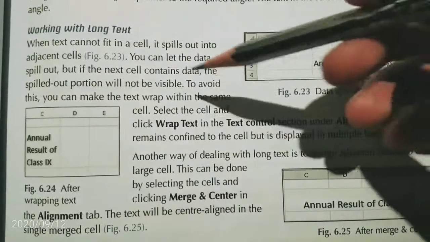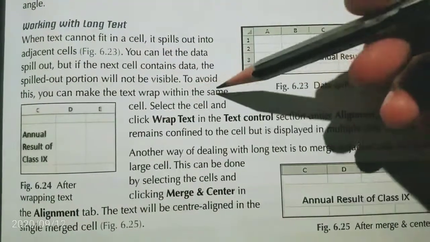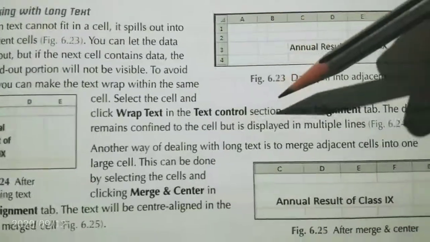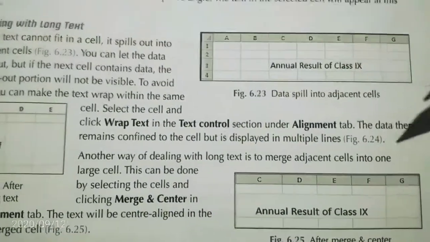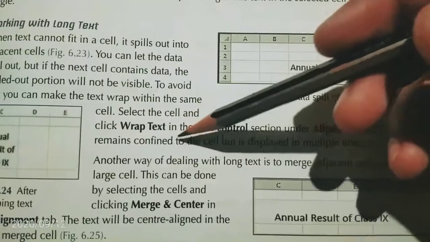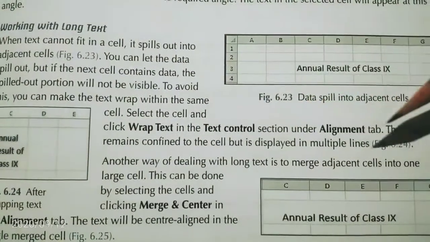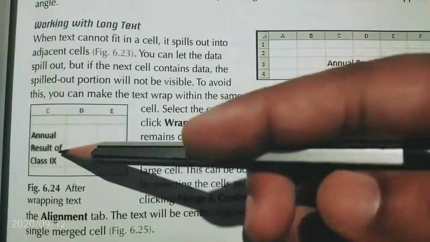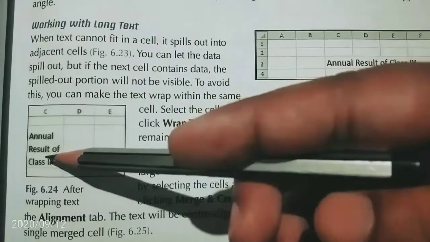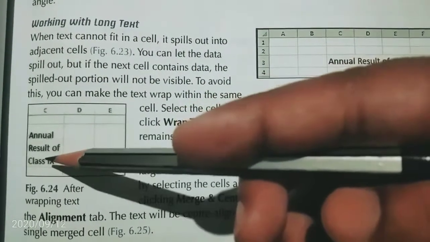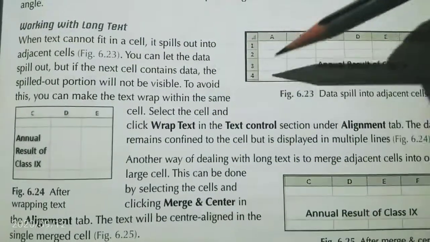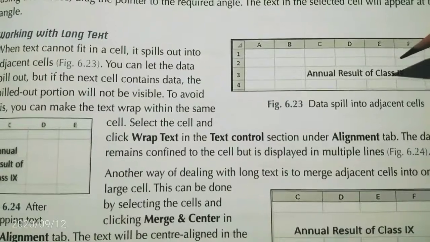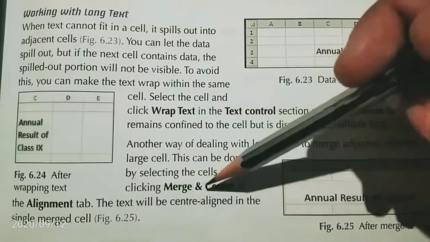To avoid this, you can make the text wrap within the same cell, that is called wrapping. Select the cell and click wrap text under the alignment tab, then the text remains confined to the cell but is displayed in multiple lines. So it is called wrap text. Wrap text means it will be in the same cell but in multiple lines, okay, like this, one by one in different lines. And if you want the text to be in one line like this, inside the cell in one line, not multiple lines, then this feature works, merge and center.